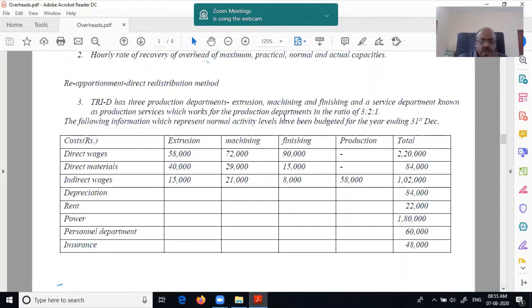The following is the normal activity budgeted. So these are the costs. So what I want you to do is, first you have to identify whether there is an allocation. If it is allocation, you have to do allocation. If allocation doesn't work, then you have to do apportionment. Only this you do, and find out the total cost for each department. That is your homework. That means you have to calculate what is the total cost for each department totally.